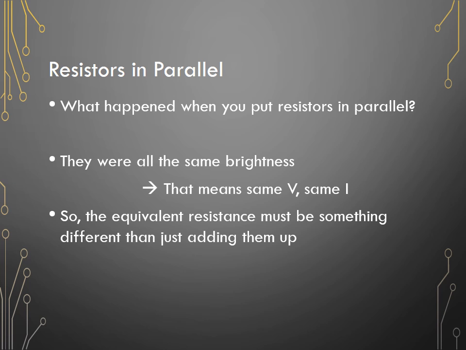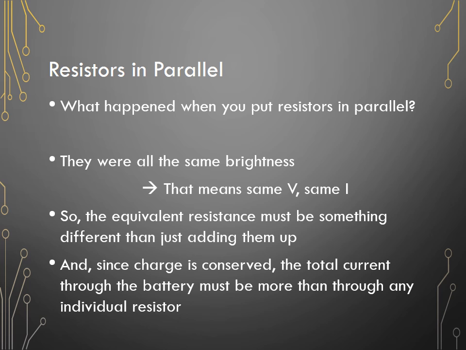So the equivalent resistance must be something different than just adding up the resistance of each of them, like we saw in series. And since charge is conserved, the total current through the battery, coming out of the battery or going in, must be more than through any individual resistor, because I have some number of electrons coming out of the battery, and then they have to choose a path, but I haven't created any more electrons or gotten rid of any, and then they have to come back together to get back to the battery.